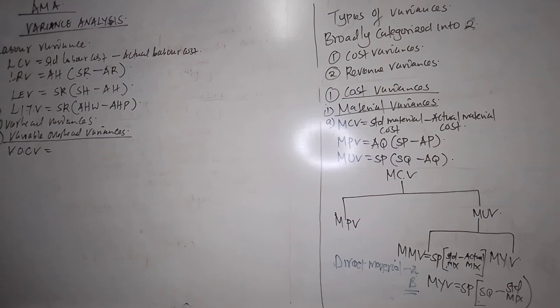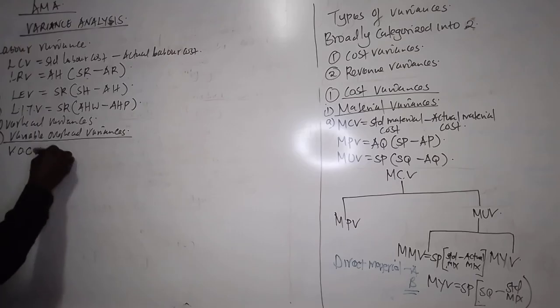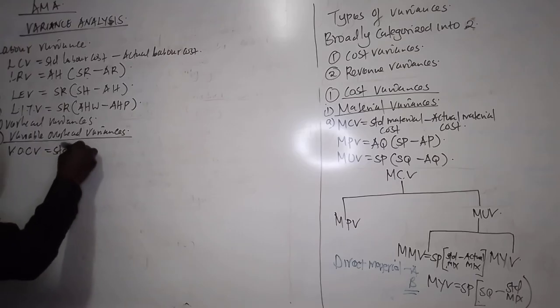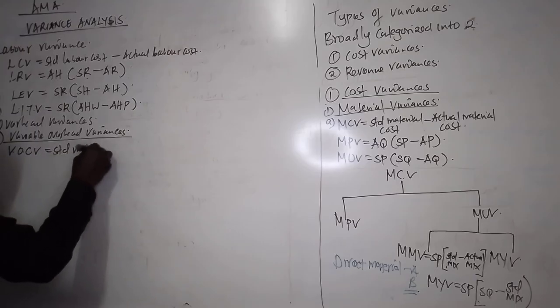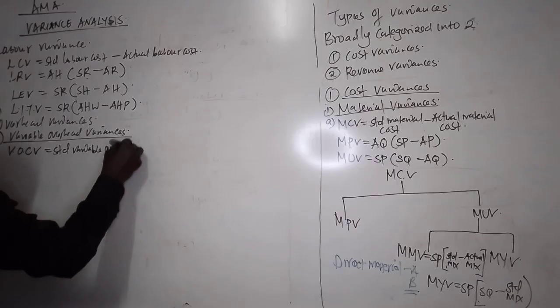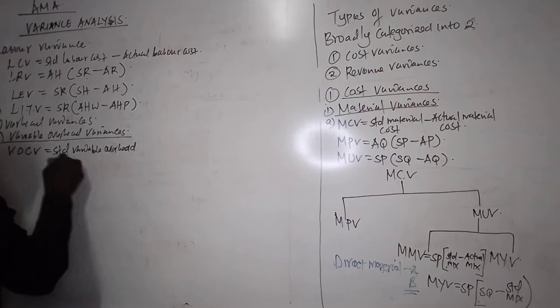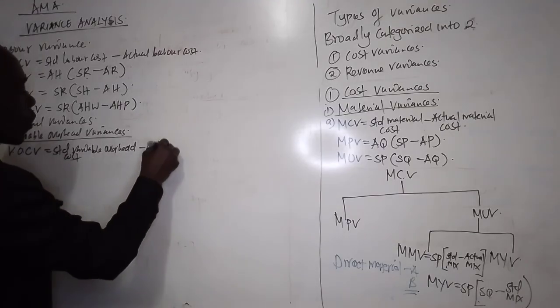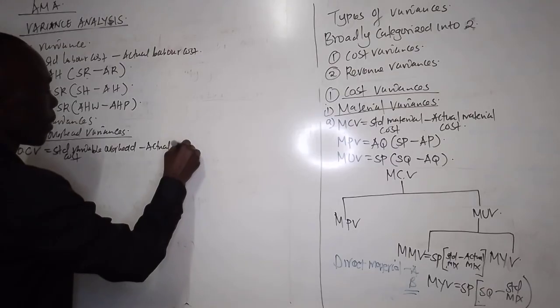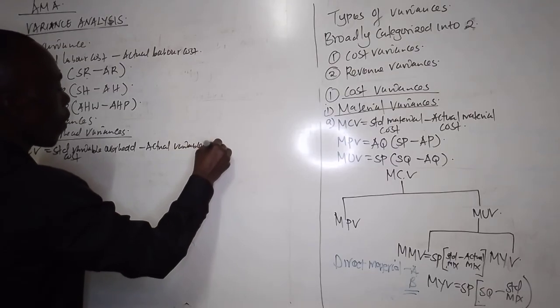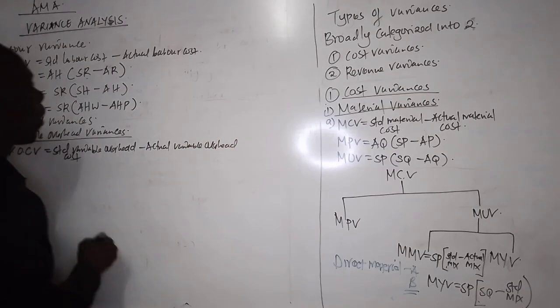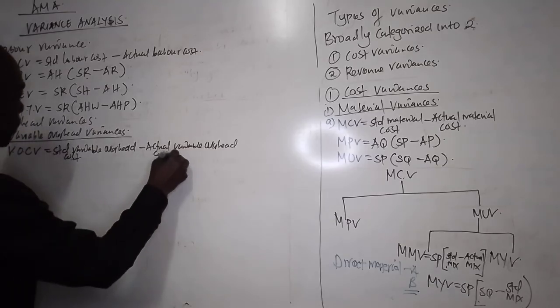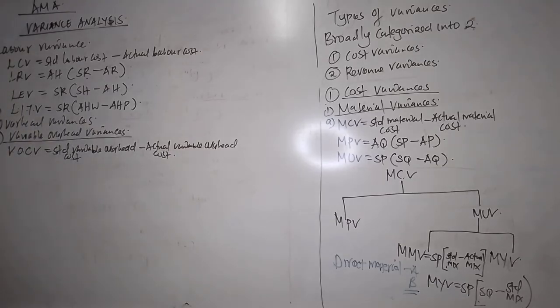How do we get the variable overhead cost variance? It is going to be given by the standard variable overhead cost, then we subtract the actual variable overhead cost.